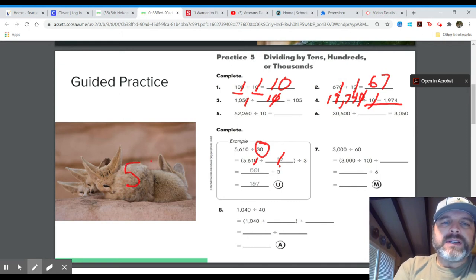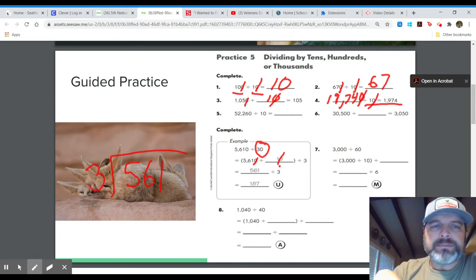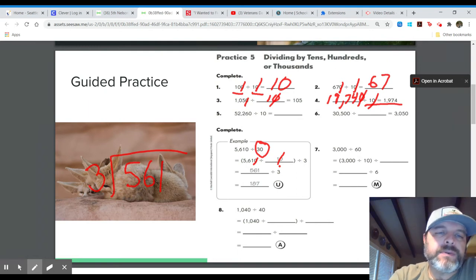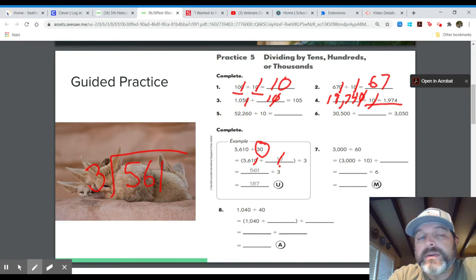All right. We have 561 divided by 3. This is called long division. Okay. The first question you ask is, how many times does 3 go into 5? Or how many times can you take 3 from 5? How many 3s come out of 5? Groups of 3.